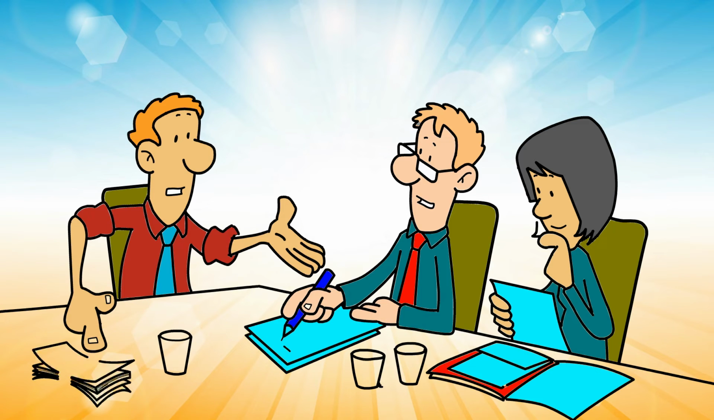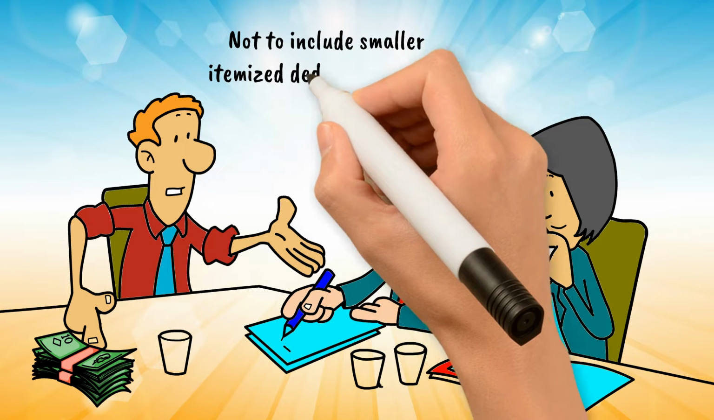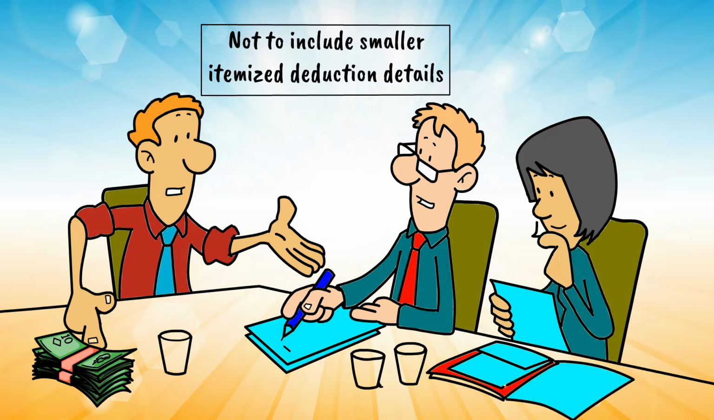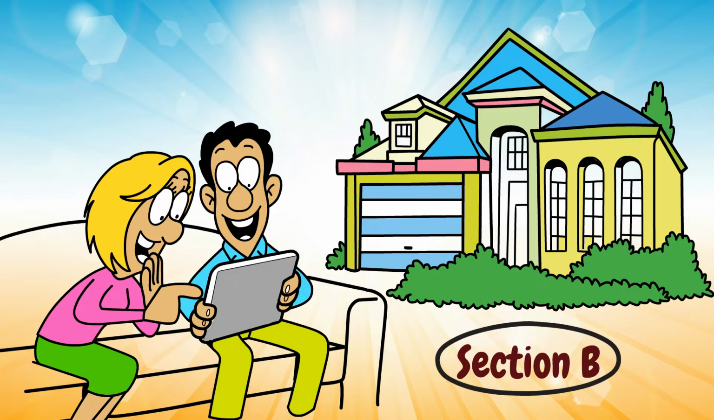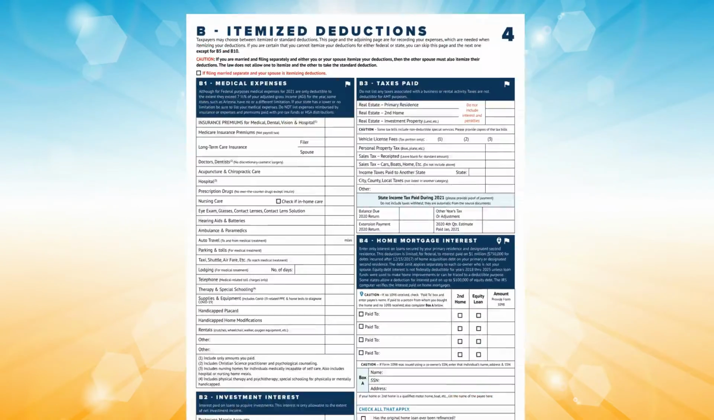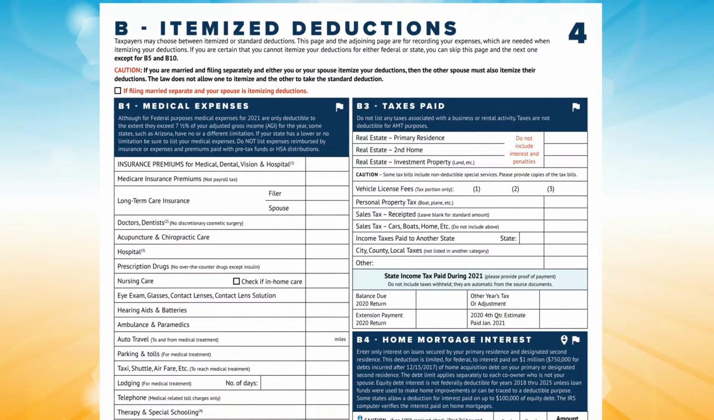Higher standard deduction amounts per filer since 2018 means more taxpayers are opting not to include smaller itemized deduction details. However, if you have a mortgage and pay property taxes, you may want to consider reviewing Section B, since you may be better off itemizing instead of taking the standard deduction.